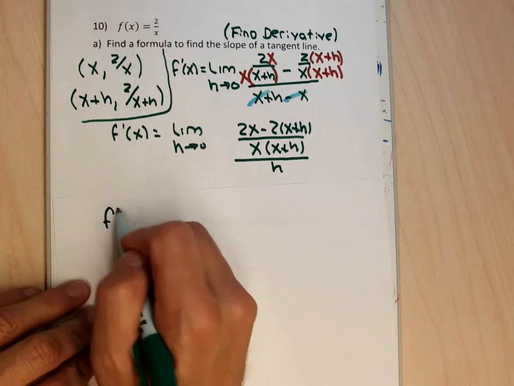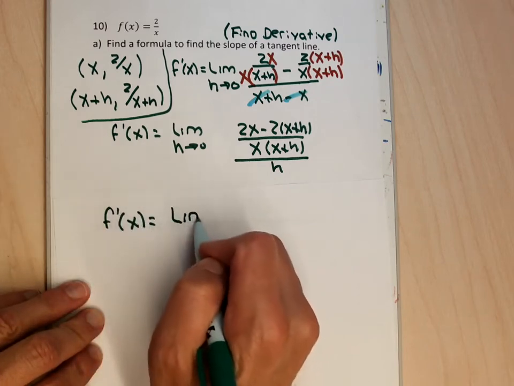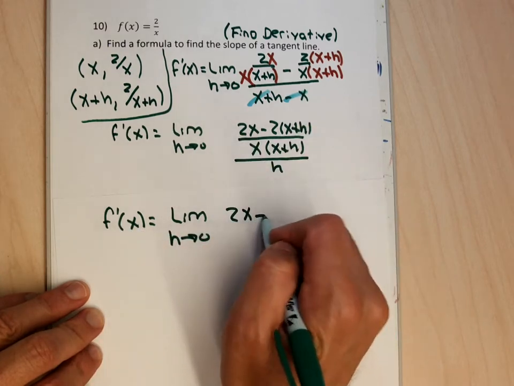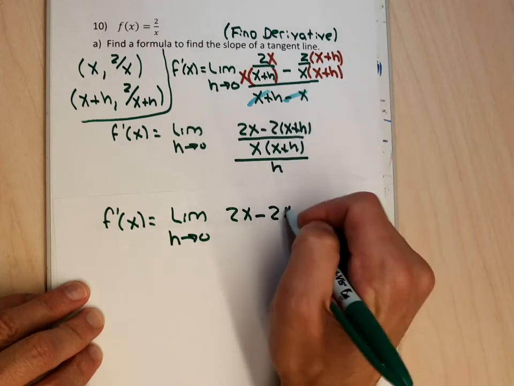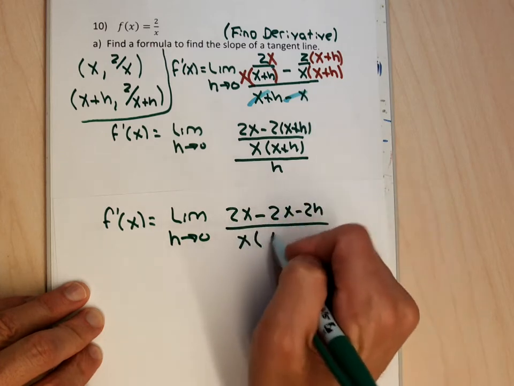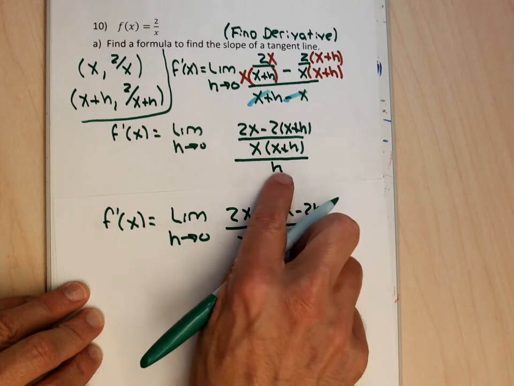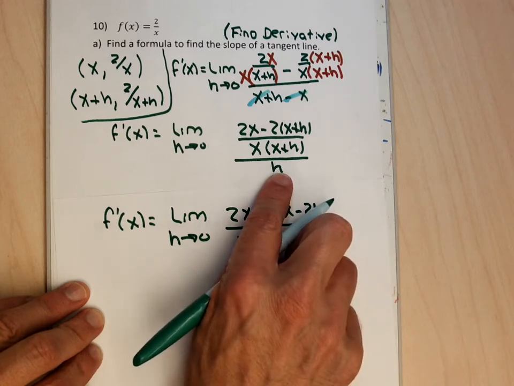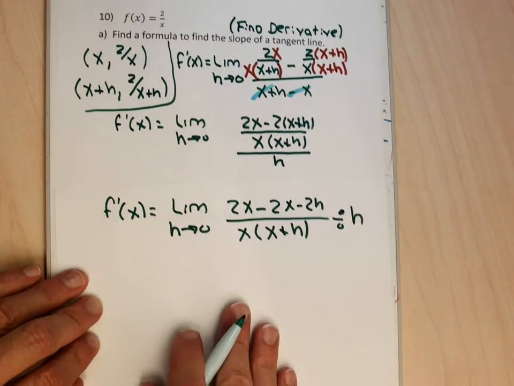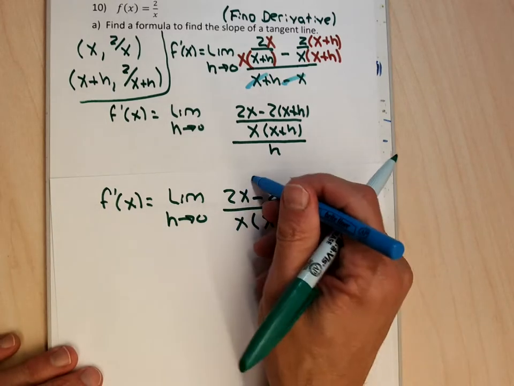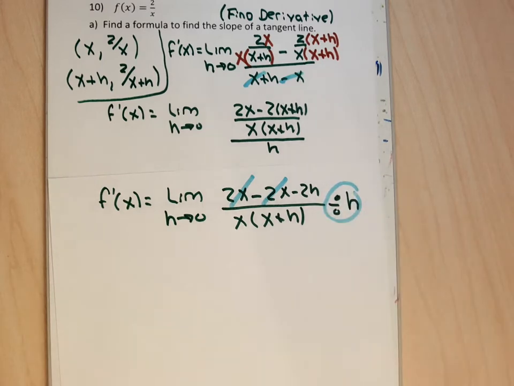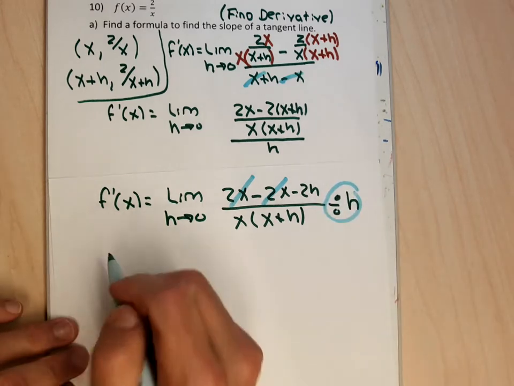So I'm going to get f prime of x equals the limit as h goes to 0, and this is going to be 2x minus, and I'm going to go minus 2 times x, which is minus 2x, and minus 2 times h, which is minus 2h, over x times x plus h. And instead of writing this 3-leveled fraction, I'm going to change this divide by h, as a fraction, to a division sign. Now in the numerator, the 2x's cancel, and I'm going to change this division into a multiplication by a fraction. You can divide or multiply by the reciprocal, and those are equal to each other.